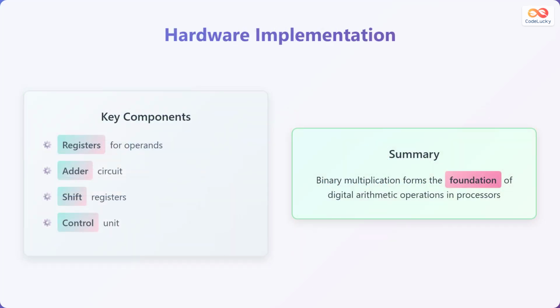Implementing binary multiplication in hardware involves key components such as registers for storing operands, an adder circuit for performing addition, shift registers for shifting bits, and a control unit for coordinating operations. Binary multiplication forms the foundation of digital arithmetic operations in processors, making it essential for computer architecture and system design.